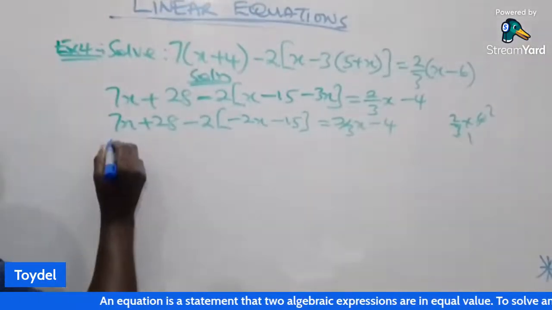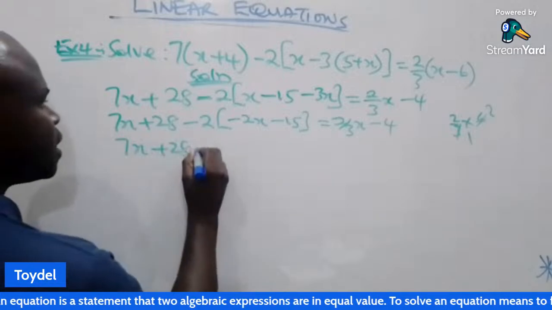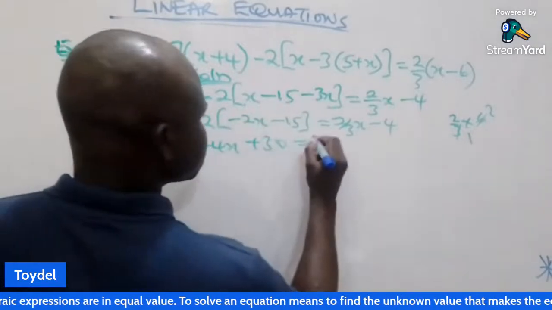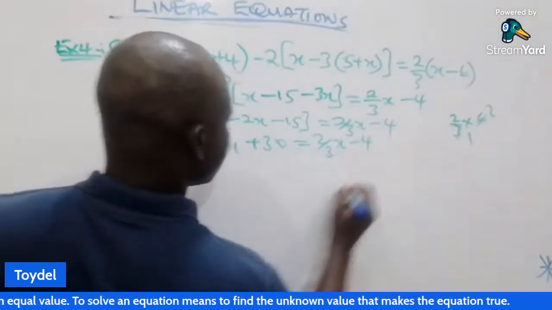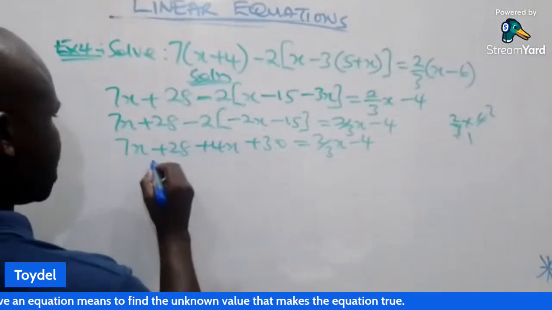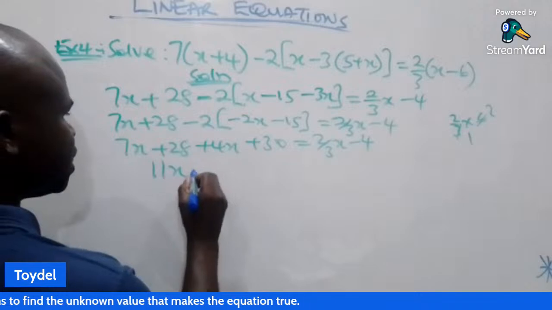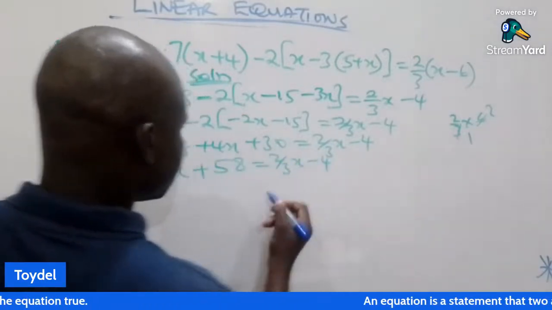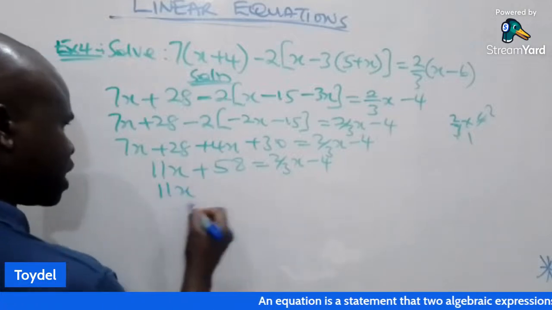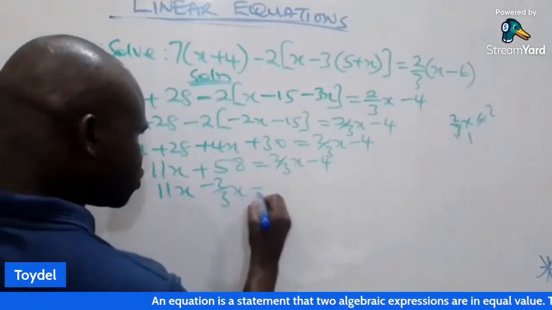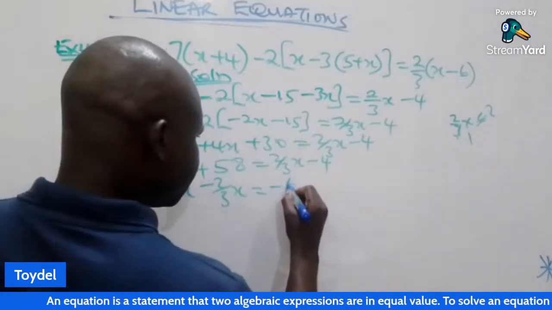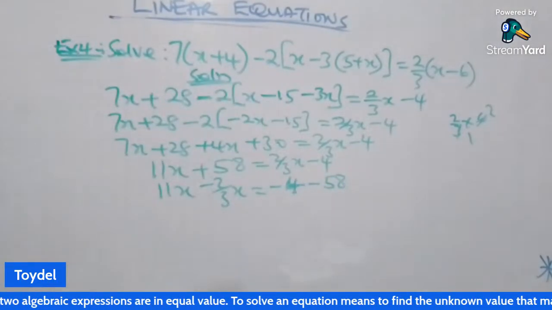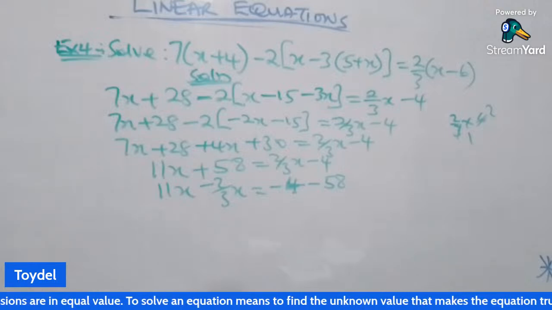Then I can open up the bracket here. So I have 7x plus 28, minus times minus, that's plus 4x, minus times minus plus 30, is equal to 2 all over 3x minus 4. Then I can add 7 plus 4 is 11x plus 58 is equal to 2 over 3x minus 4. Then let me bring the one with x to the left hand side: 11x minus 2 over 3x is equal to minus 4 minus 58. So minus 4 minus 58 is minus 62.